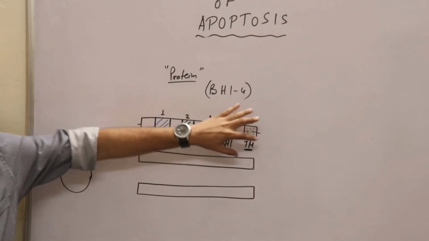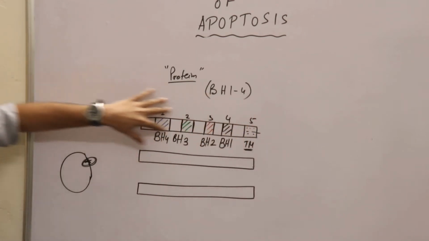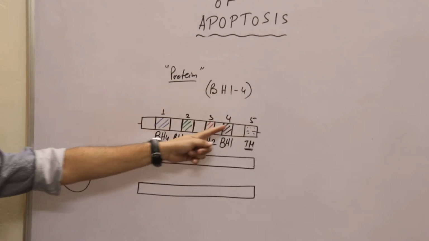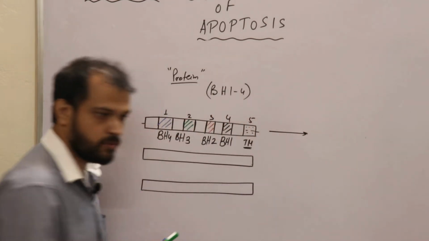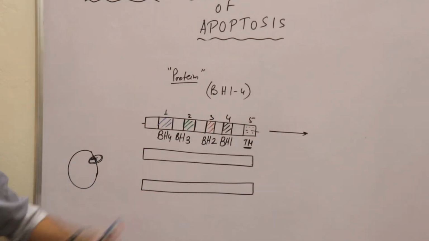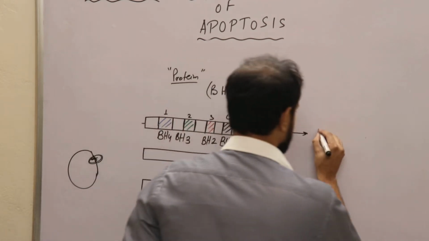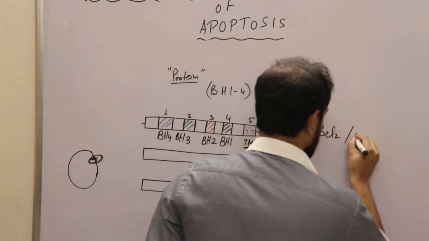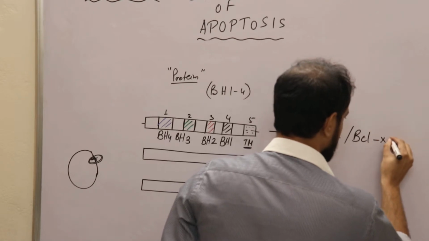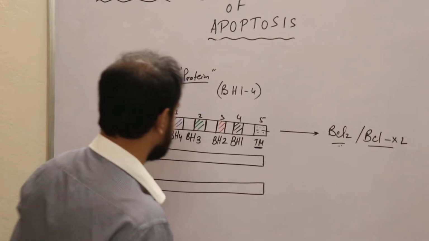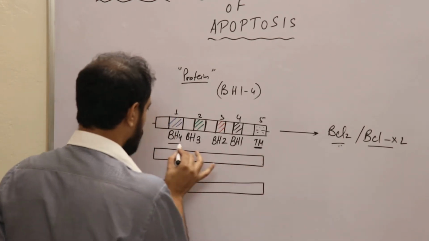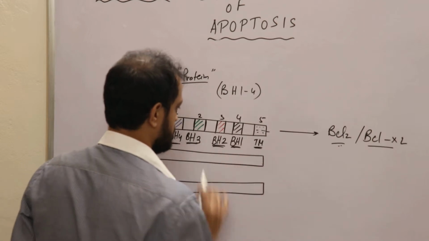Now, what is the name of this structure? What is the product of this mRNA? From this mRNA, what protein product will I get? The protein product from this type of structure is known by the name of anti-apoptotic proteins, or BCL2 or BCLXL. Okay, this is BCL2 or BCLXL. Now that means in BCLXL all the 4 basic domains are present.